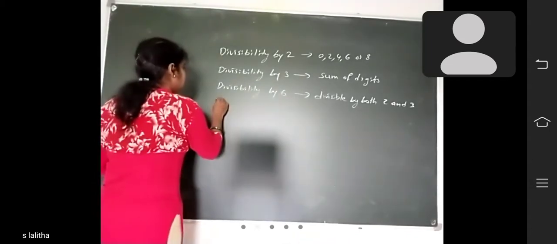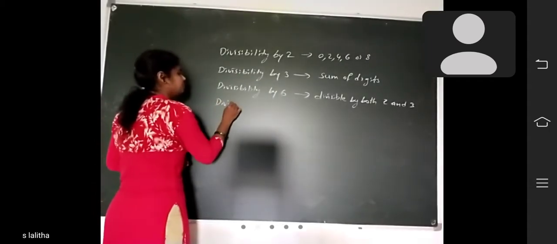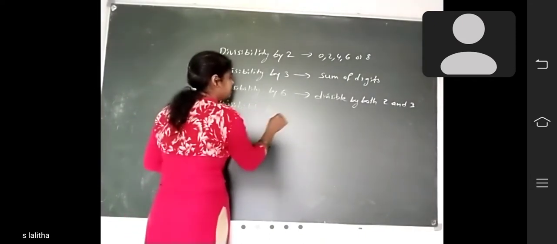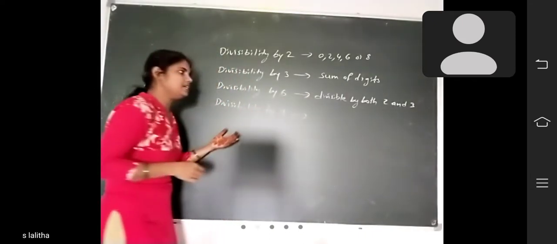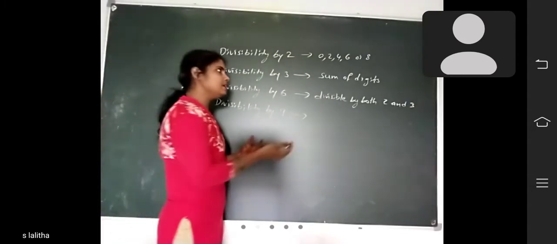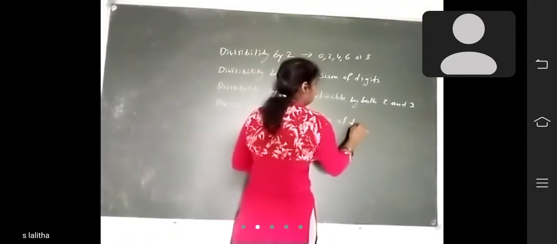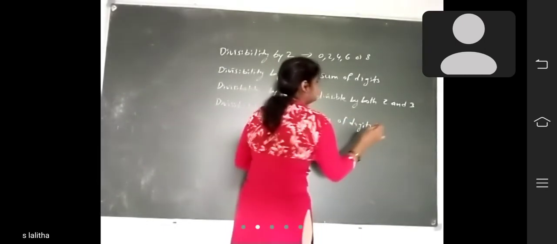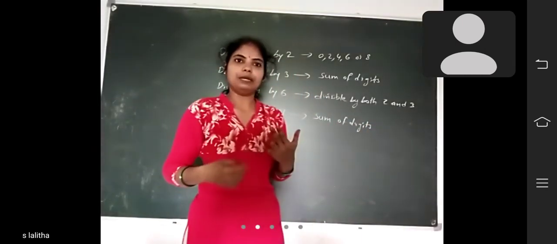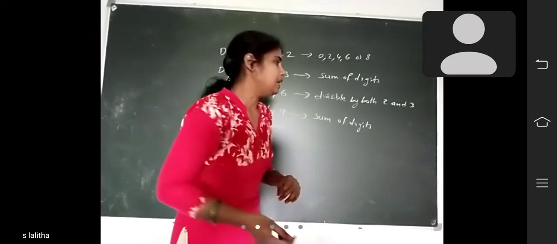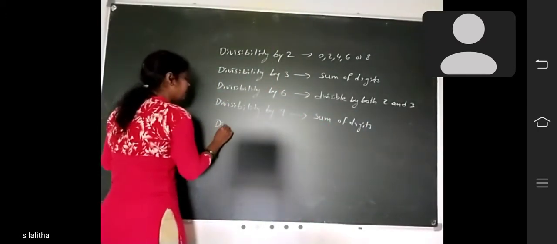Okay, children. Next one. Divisibility by 9. What is the divisibility by 9 rule, children? Same as 3. Sum of the digits. If the sum of the digits is a multiple of 9, then that number is divisible by 9.